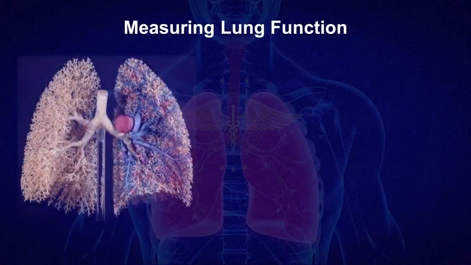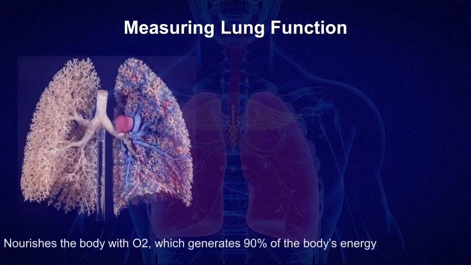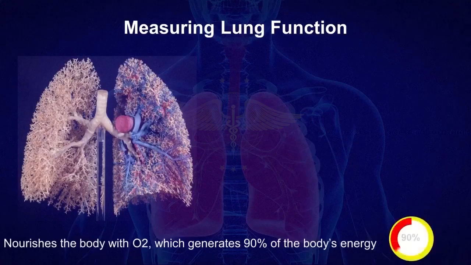The lung has been given the responsibility of nourishing the body with oxygen. The oxygen that we take through the lungs produces about 90% of the body's energy on a daily basis, with only 10% of the energy coming from the food that we eat and the water that we drink. And therefore, the lung plays a very important role in supplying oxygen to all the cells of the body.